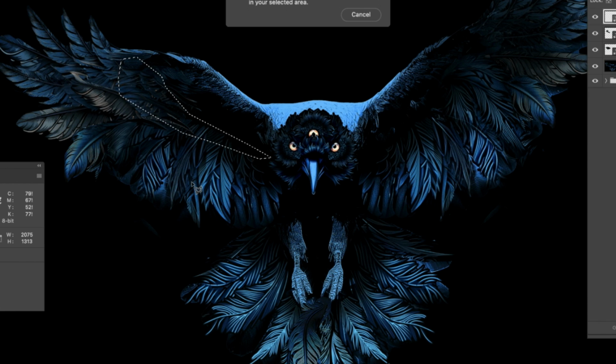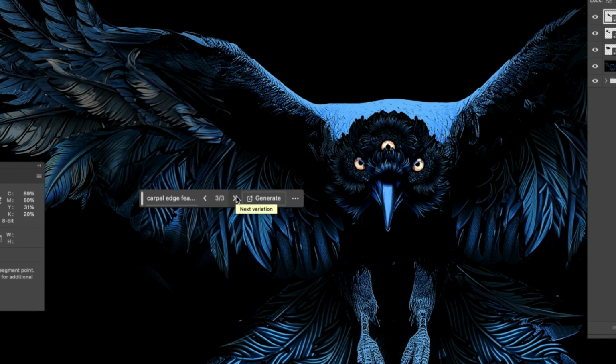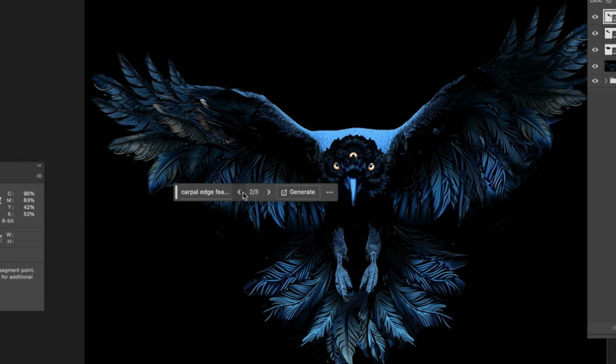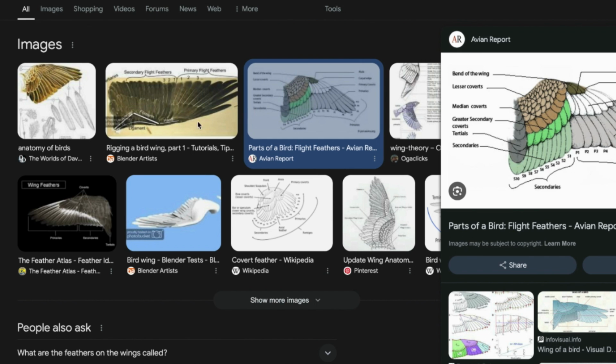Then I went back and made the selections for the second and third layer of feathers in the wings. I gave the generative tool the names of those feathers to help define that they were shorter and they were tucked behind these longer flight feathers. That helped the tool generate more accurately what I was looking for.